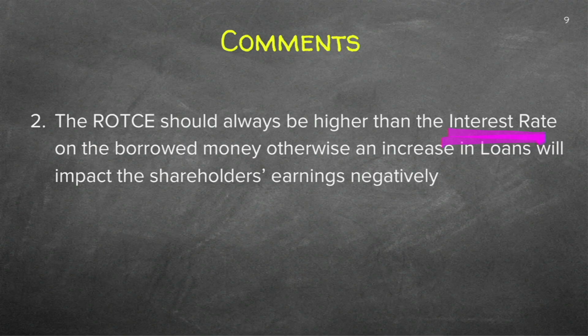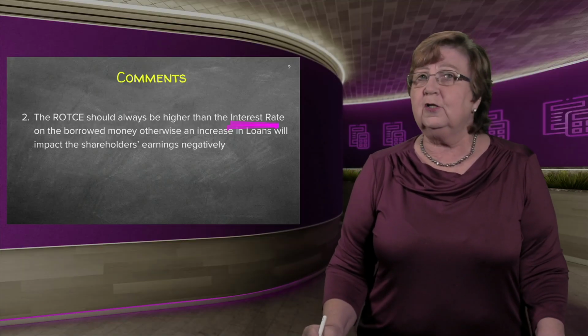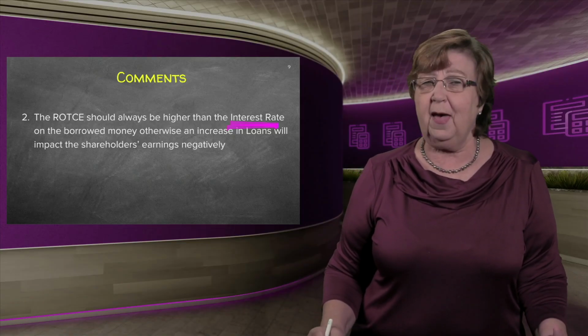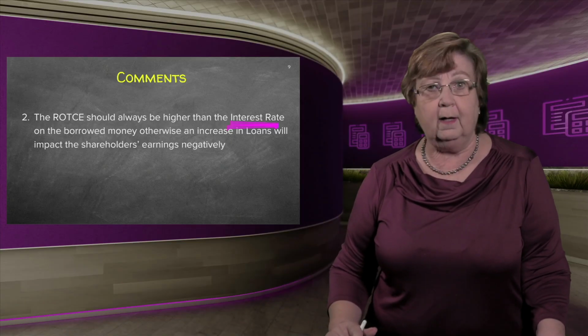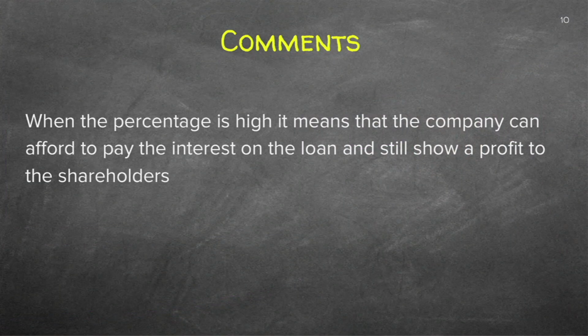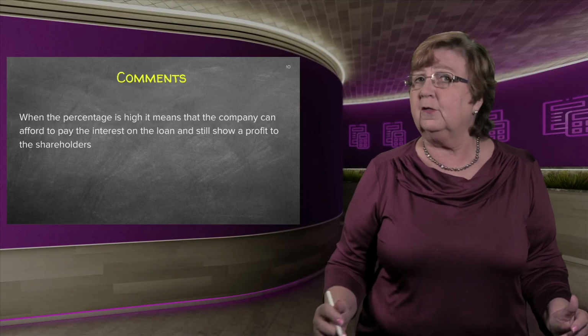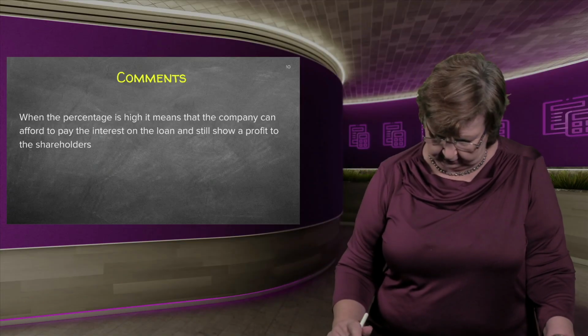What I mean by that is that the percentage I got in my answer when I calculated this ratio should be considerably higher than the interest rate paid to the financial institutions. Why is that? Let's say, for example, the interest rate at the bank is 8%, and our answer to our ratio was 32%. It means that we can take that 32%, pay the 8% to the financial institution, which is the interest on the loan, and we still have 24% to distribute to our shareholders.